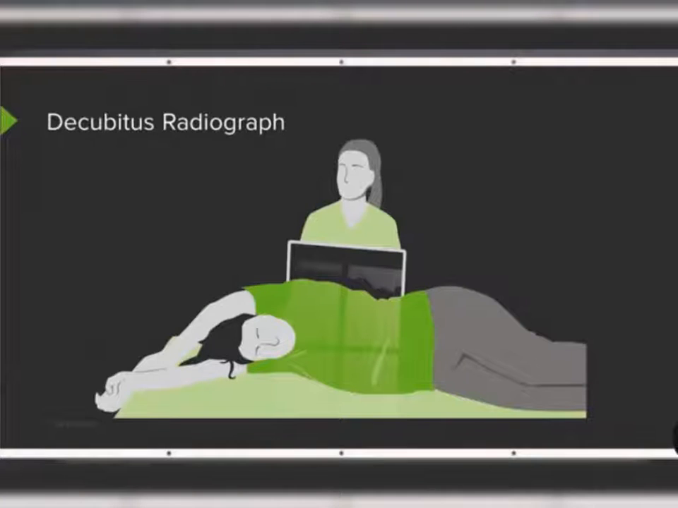So this is an example of a decubitus film. This patient is lying on their right side, so if you're suspecting a left-sided pneumothorax, this would be a good position. The air would rise to the top of the patient, and you can see it well.